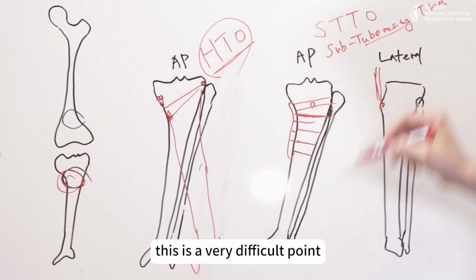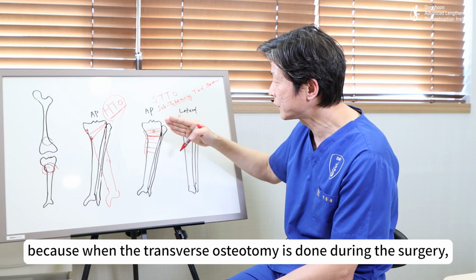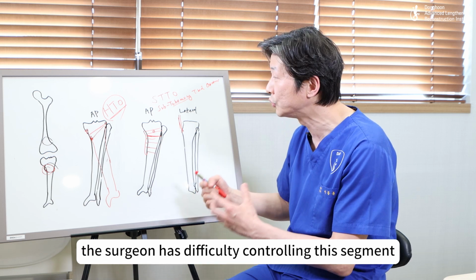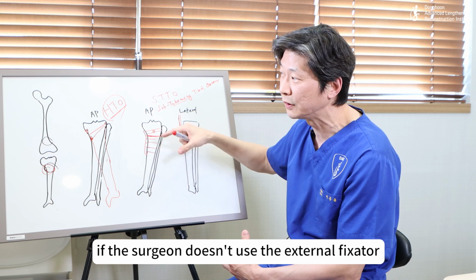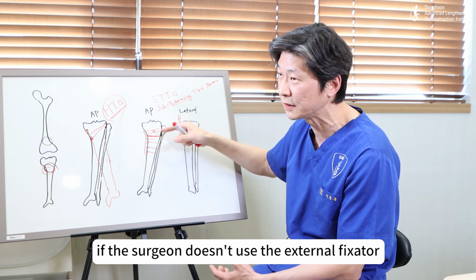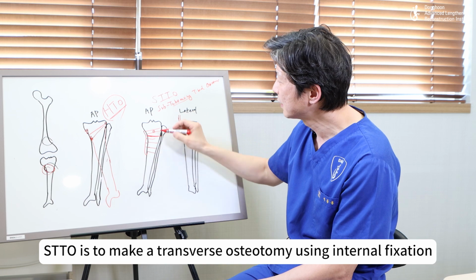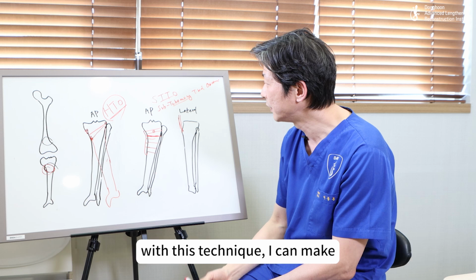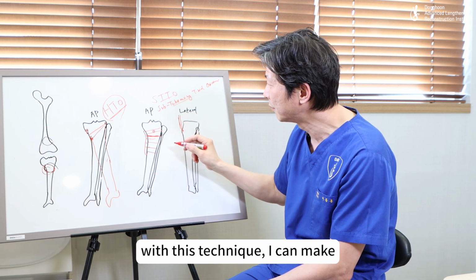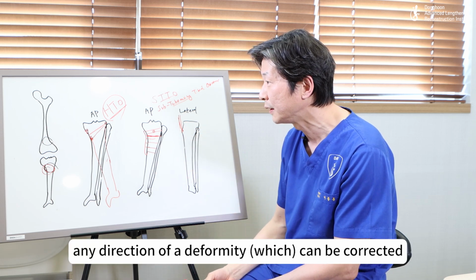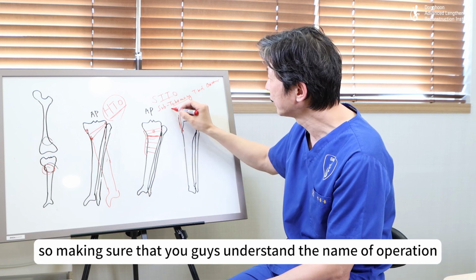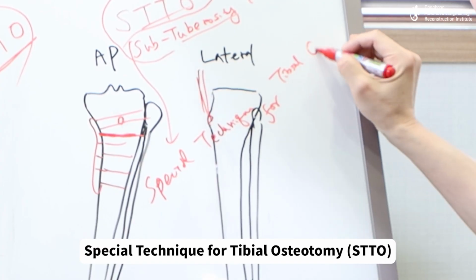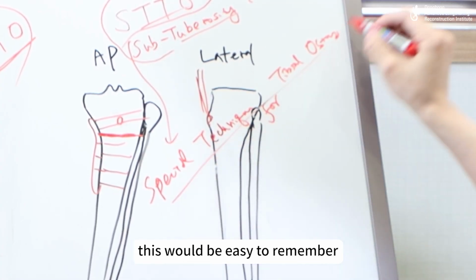This is a very difficult point because when the transverse osteotomy is done during the surgery, the surgeon has difficulty controlling this segment if he does not use an external fixator. STTO is to make a transverse osteotomy using internal fixation. So with this technique, any direction of deformity can be corrected. So to help you understand the name of the operation, it is a special technique for tibial osteotomy. This is easy to remember.